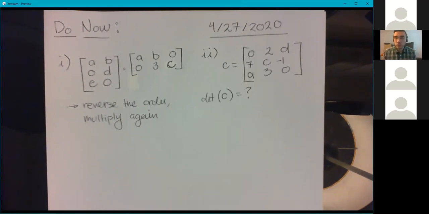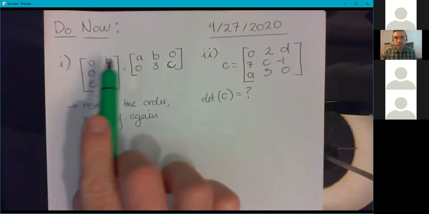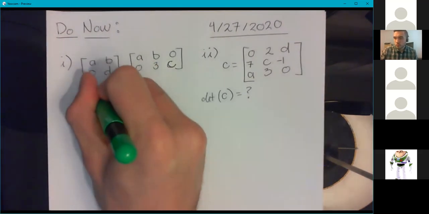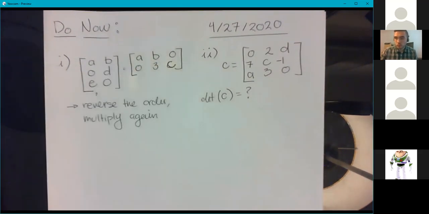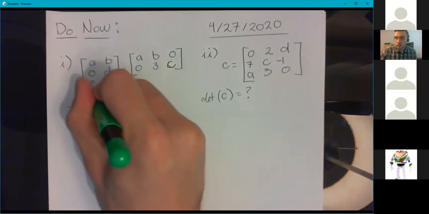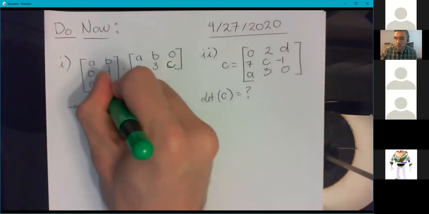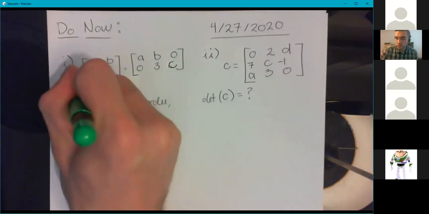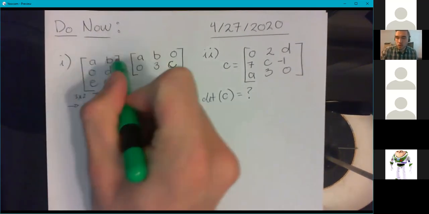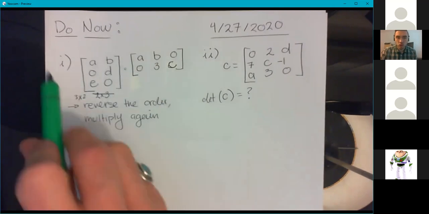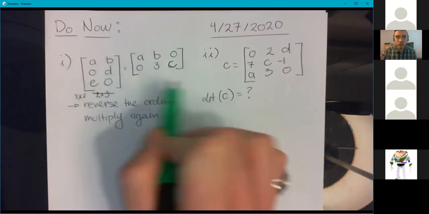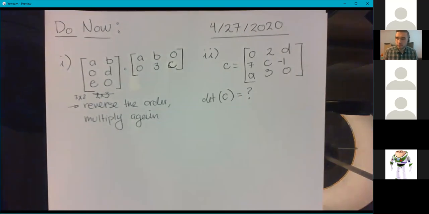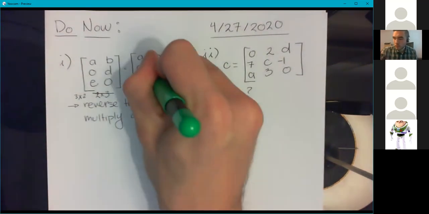What's the dimension of our first matrix here? 3 by 2. So this first one is a 2 by 3 or a 3 by 2? Which one is it? 3 by 2. This is a 3 by 2 because it's rows by columns, right? Always rows first. And then over here, what's the dimensions of this guy? 2 by 3.